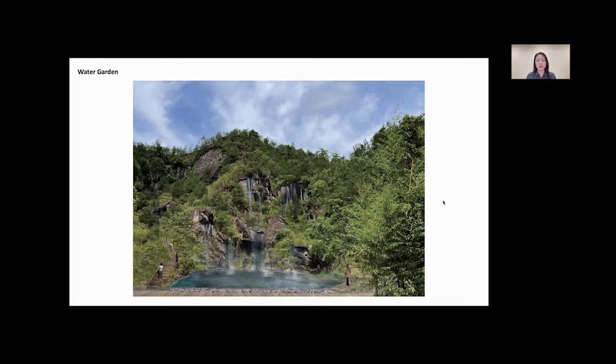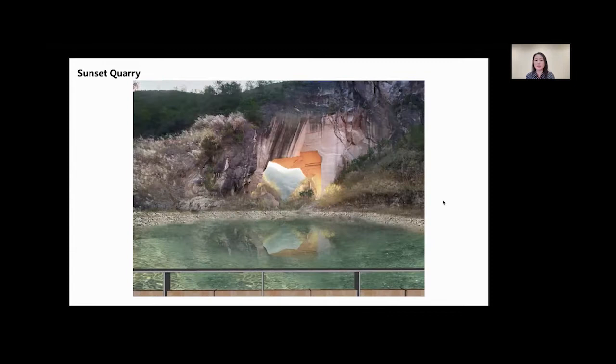Our design is rather minimal intervention with only necessary traces to reveal the quarry as a new rural public space with collective memories. And the sunset quarry, since it has safety issues, the intervention with this quarry is only a viewing terrace to observe from far distance, and an enlarged fish pond in the middle can become the safety barrier.